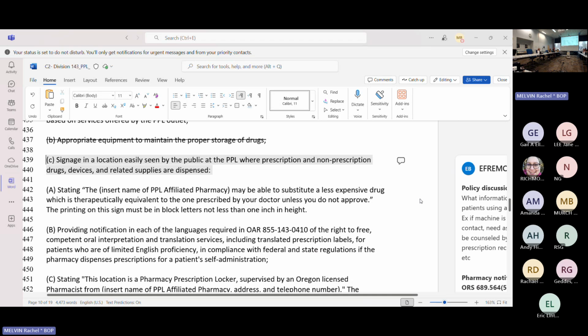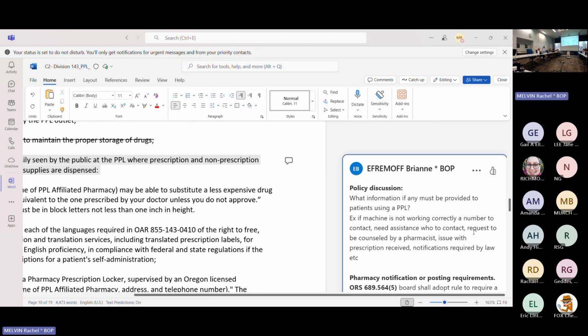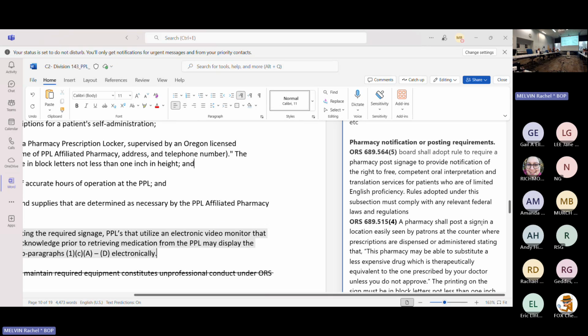I need to think a little bit more on this because I do think it's important that we're able to meet the notification requirements, especially the ones that are in statute. I totally understand the intent: the prescription readers, the language translation. So I struggle a little bit with how this comes to life with the PPL.